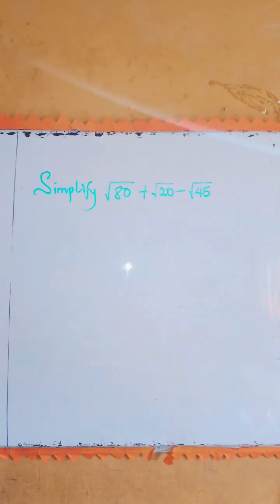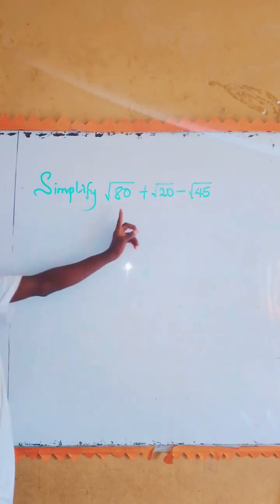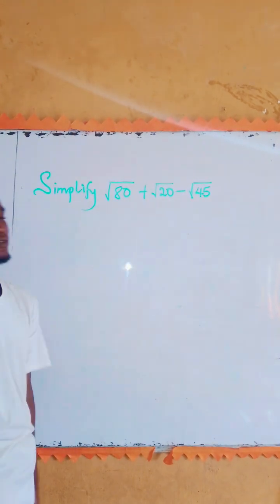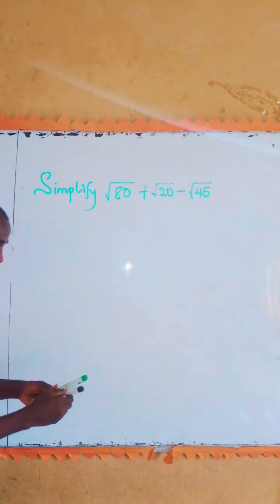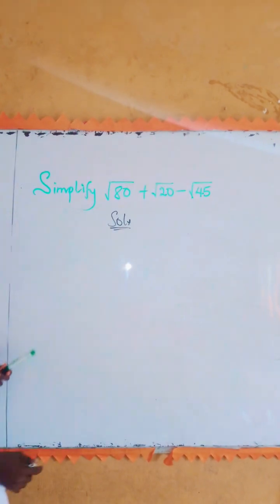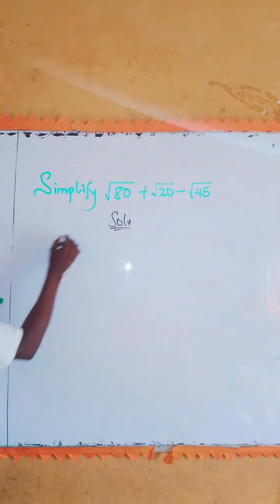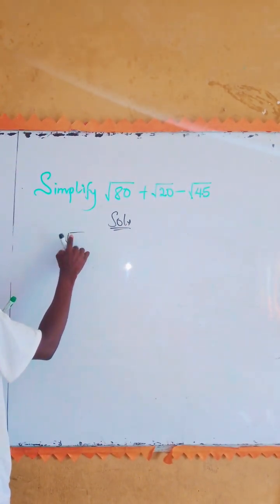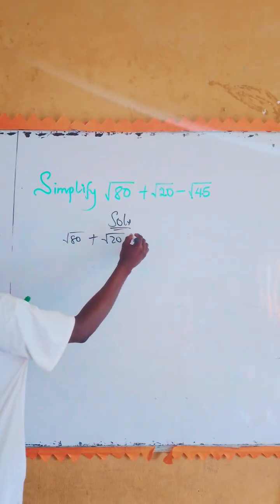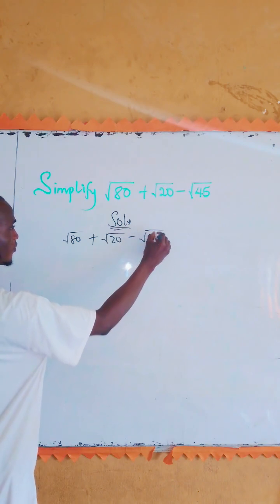Alright, let's simplify this expression. Simplify the square root of 80 plus the square root of 20 minus the square root of 45. This is how we solve this question. Let's begin. Solution. Square root of 80 plus square root of 20 minus square root of 45.